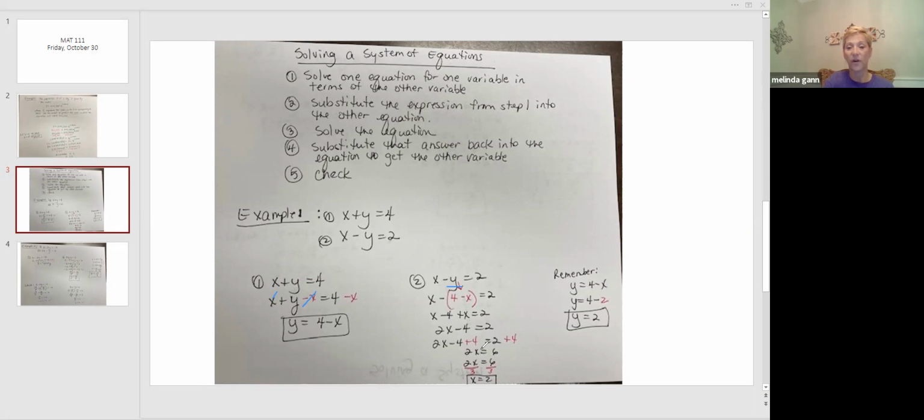Then if I want to solve for X, I've got to get rid of that 2. So I divided both sides by 2. I'm dividing both sides by 2. Then X comes out to be 3. So I get X is 3.